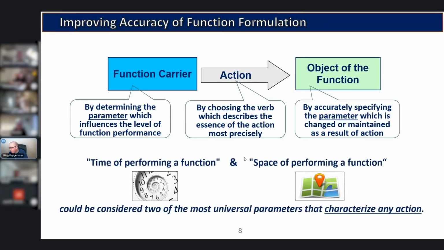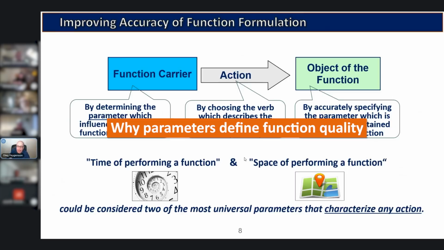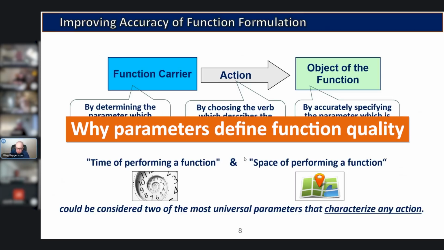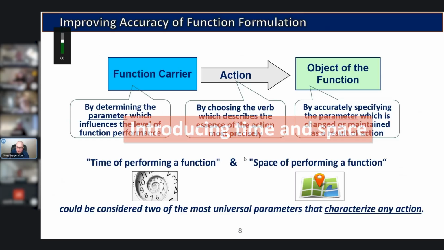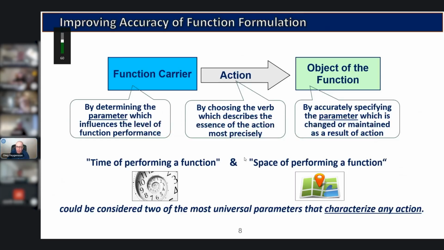The simple idea was to introduce time of performing a function and space of performing a function as two universal parameters that can characterize any action. I will be showing you some examples, and it will be clear why these parameters were selected.